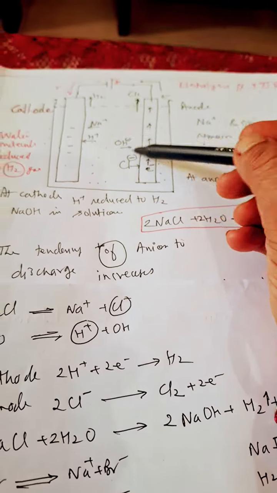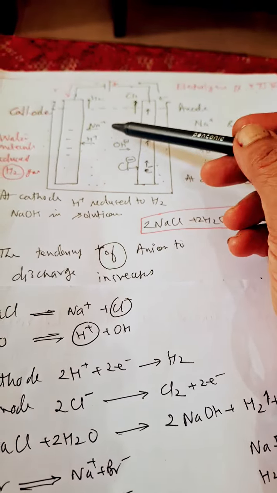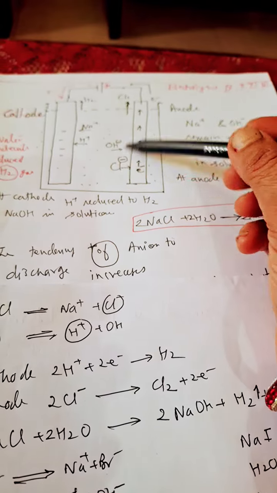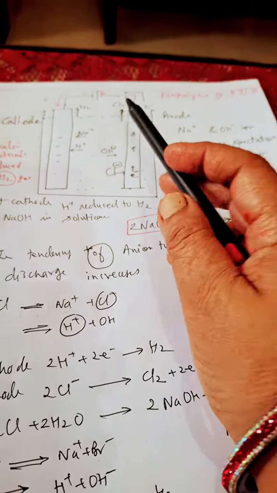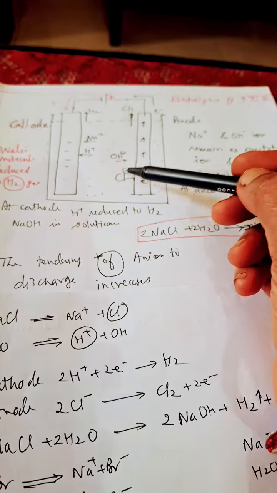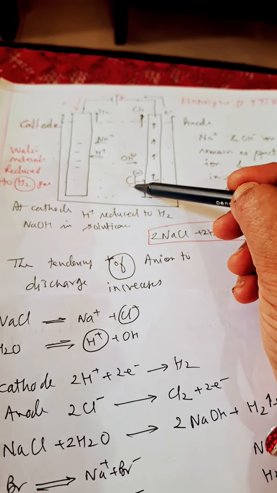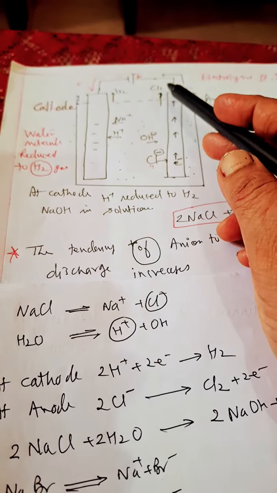If it is NaCl, we write Na and Cl. If it is NaBr, we write here Br negative, the rest will remain the same, and Br2 will be released. If it is NaI aqueous solution, we write here I negative, and then I2 will be released.